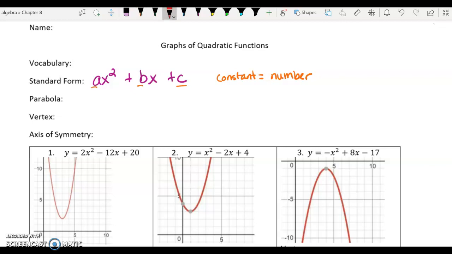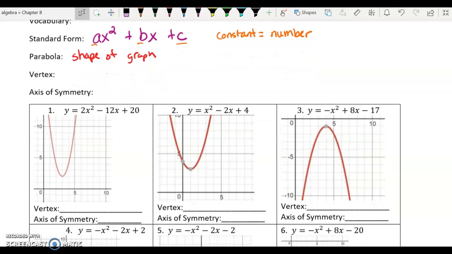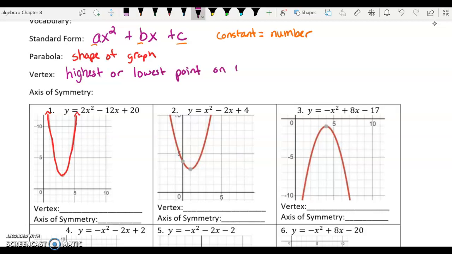A parabola is the shape of the graph. If you look at all the graphs below, 1 through 6, you kind of get the general shape. A parabola looks like a U or an N. Those lines do go on forever. The vertex is either the highest or lowest point on the parabola.